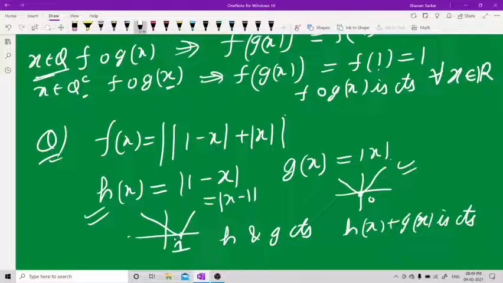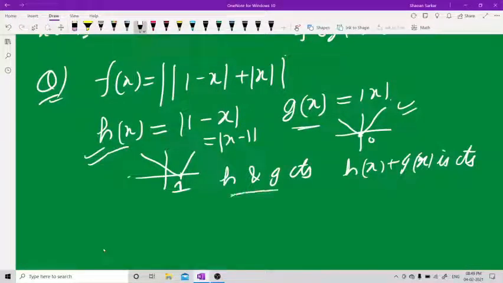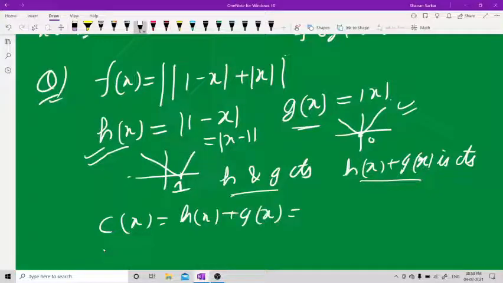Then you will see one more very important result here, and I'll give you the result only. Now this is continuous, this is continuous, so the sum of two continuous functions is again continuous. Now let's see a function, let us call this c(x). c(x) is h(x) plus g(x), that is nothing but 1 minus mod x plus mod x. No problem, they're both continuous.